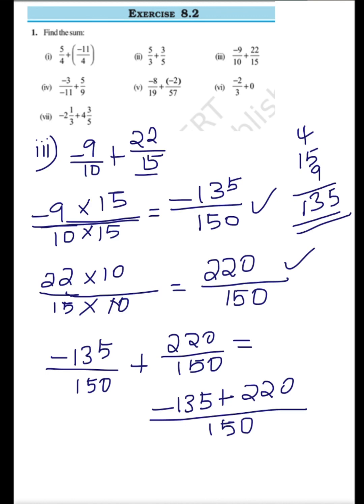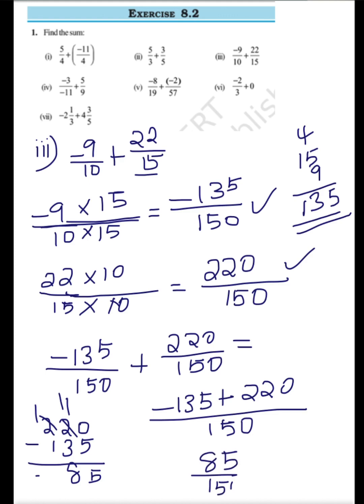Now you have to add this minus 135 and 220. So both are having different signs, so you need to subtract them. That is 220 minus 135. Then what will you get? 5, 1, 11, 8, 85. So answer will be 85 by 150. Okay, 85 by 150 can be again converted to its simplest form.